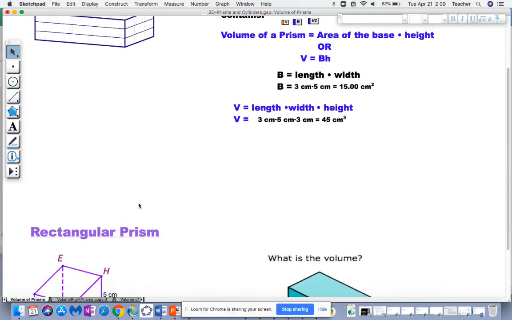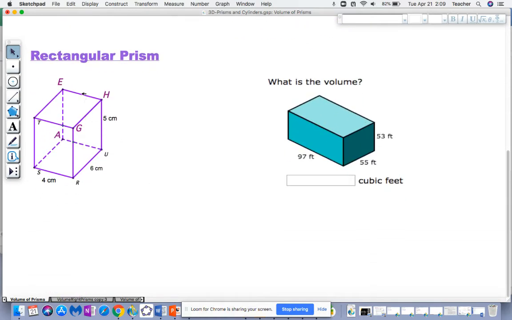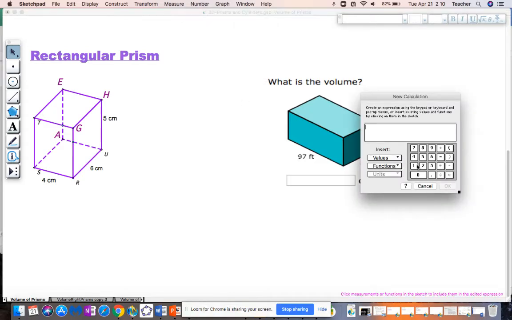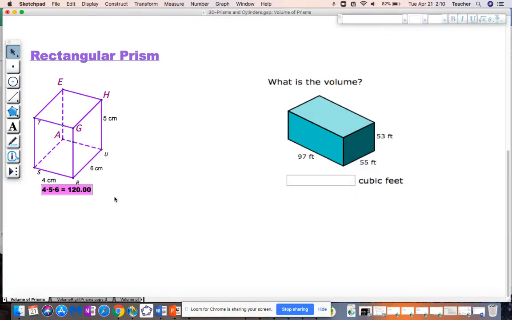Let's do a couple. This is the prism that we did when we did surface area, so it should look familiar. So if I have a picture that is whatever you want to call that, length, width, height, whatever. If this is length 4, width 6, and height 5, length times width times height, 4 times 5 times 6. And you can probably do that in your head. But 4 times 5, which is the height, and times 6. So that volume is 120 cubic centimeters.